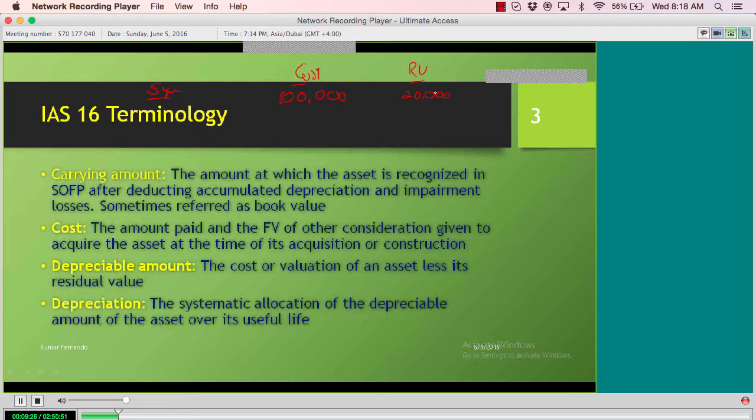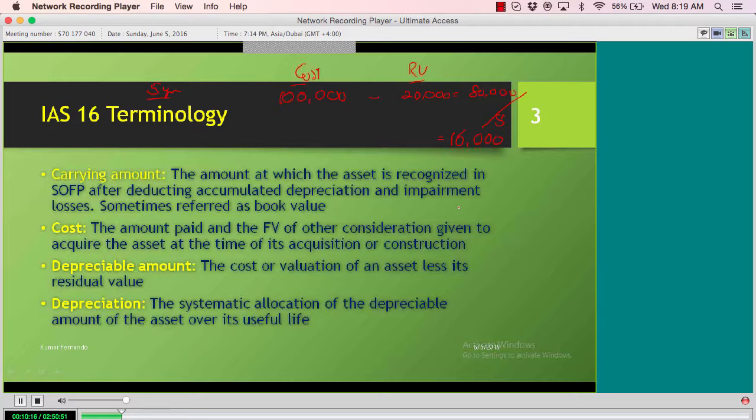So the cost is 100, residual value is 20. So what we call depreciable amount is cost minus residual value. $100,000 is the original cost, residual value is 20,000, depreciable amount is 80,000. And let's assume this has a useful life period of 5 years. So annual depreciation will be 16,000. So every year in your financial statement, you will charge 16,000 depreciation.